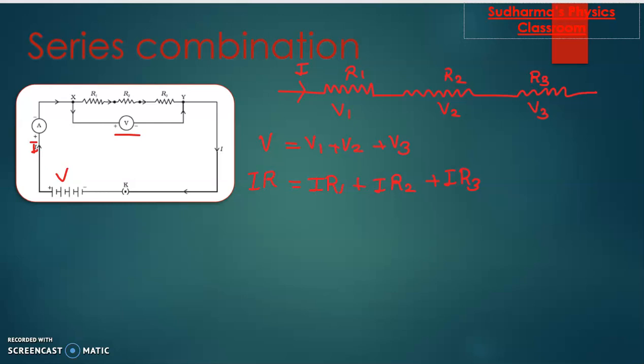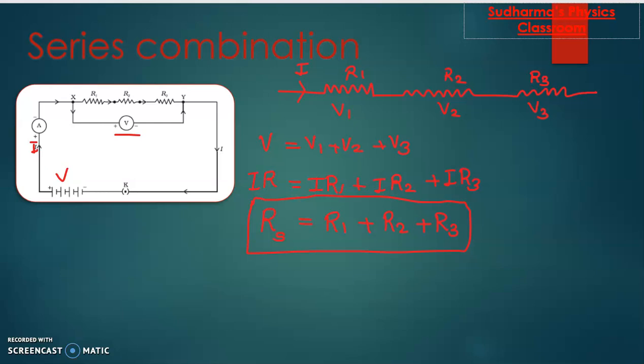Remember, I have not taken I1, I2, I3 because this is a series combination of resistors, so the current is the same through all the resistors. So I can write it as IR1 plus IR2 plus IR3. Now, I cancels from both sides, so I can write R is equal to R1 plus R2 plus R3. Since this is a series combination, I am going to write it as RS. Very important formula. It looks very simple, but it has a lot of applications. You will be wondering why I am writing it as RS.